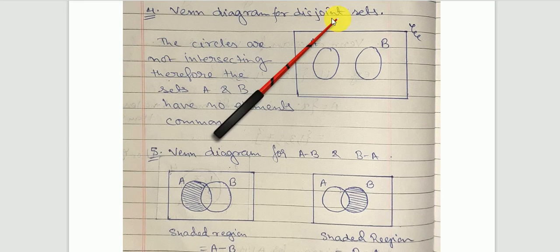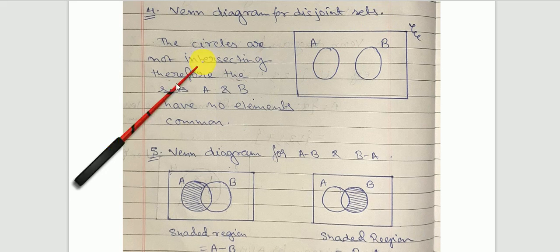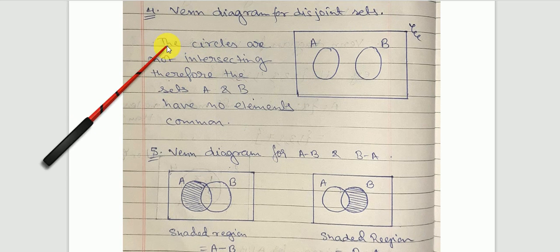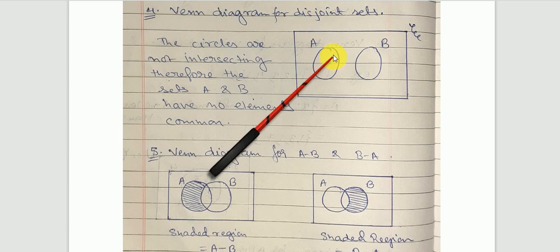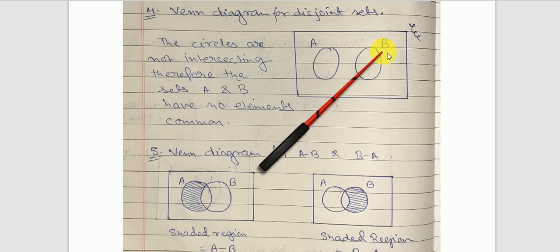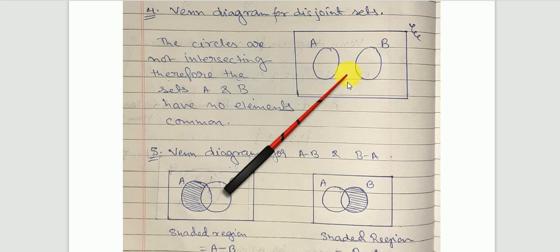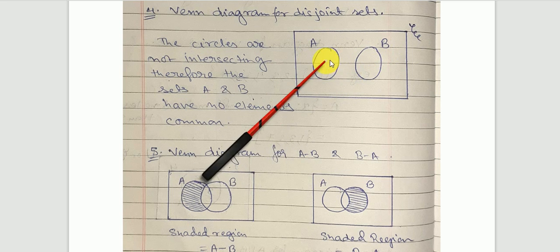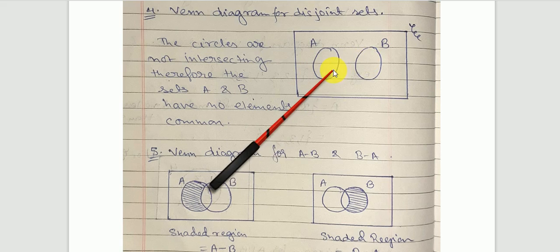Venn diagram for disjoint sets. The circles are not intersecting. Here you can see I have taken two circles. This circle represents set A, this circle represents B. Since they are not intersecting anywhere, that means they have no elements in common.